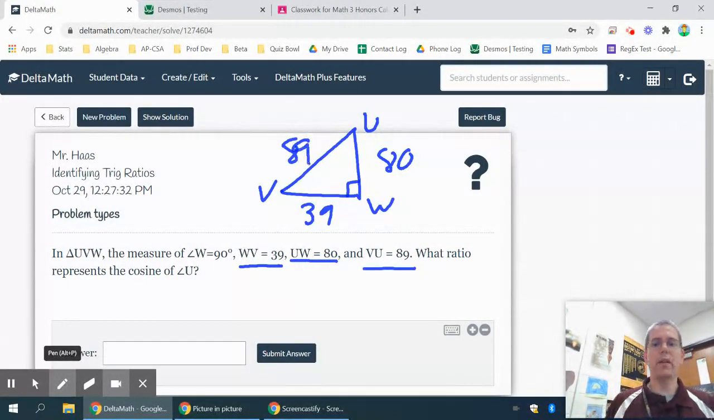In this case, they've been nice. They've given you all three sides of the triangle, so you do not have to worry about using Pythagorean theorem to get a missing one. If they only give you two sides, you could use Pythagorean theorem like we did in the last video to get the one that's missing.